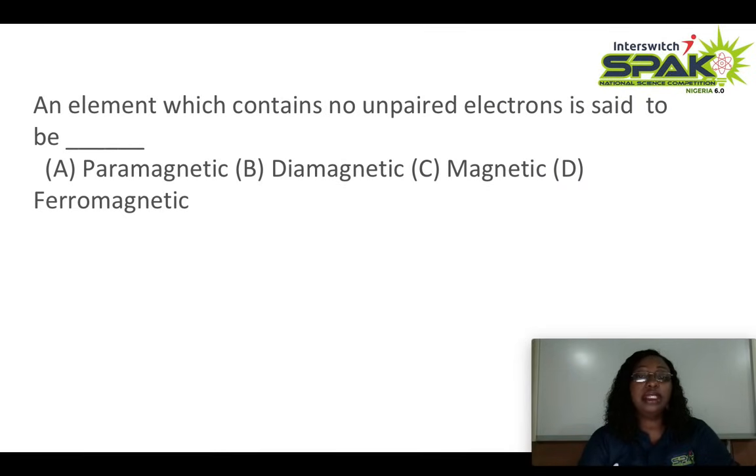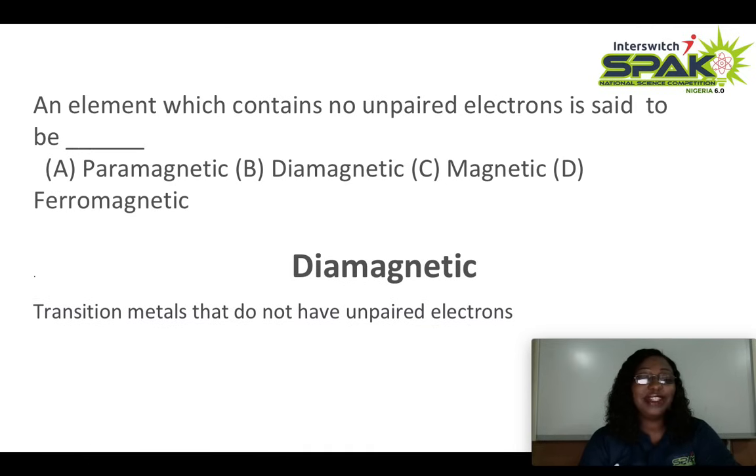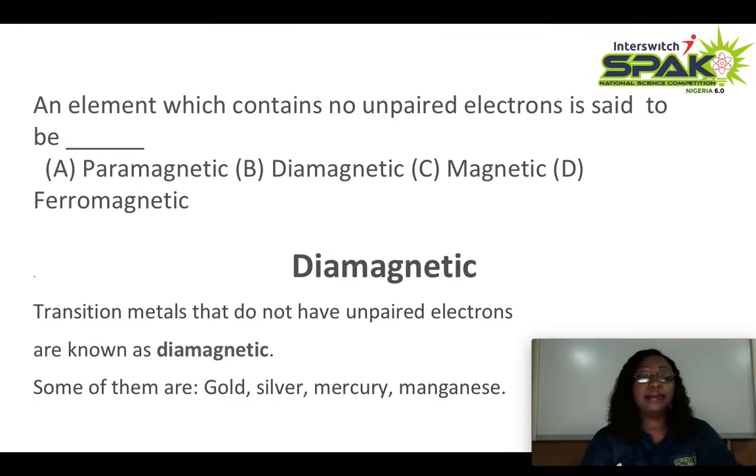An element which contains no unpaired electron is said to be paramagnetic, diamagnetic, magnetic, or ferromagnetic. These are some characteristics of transition metals. So what do you think the answer is? Let's see. They are diamagnetic. Transition metals that do not have unpaired electrons are known as diamagnetic. Some of them are gold, silver, mercury, and manganese.